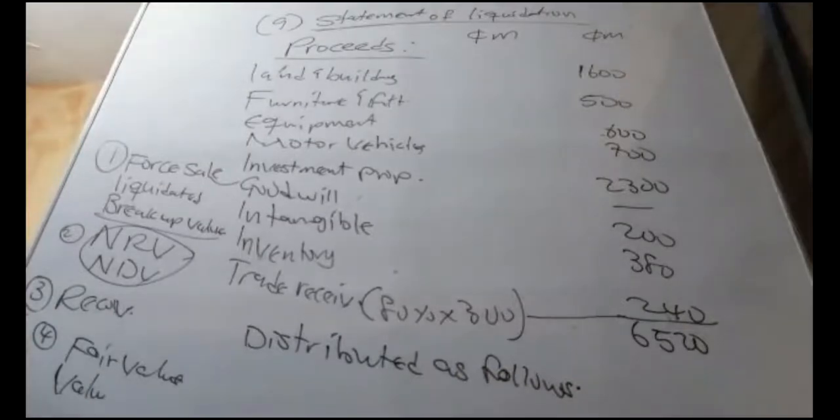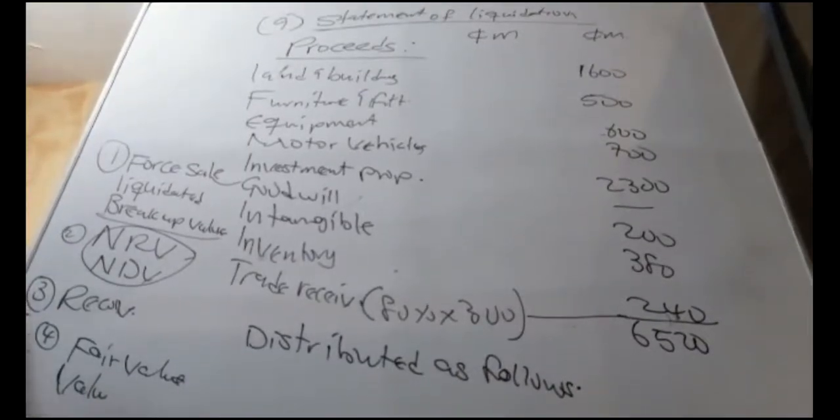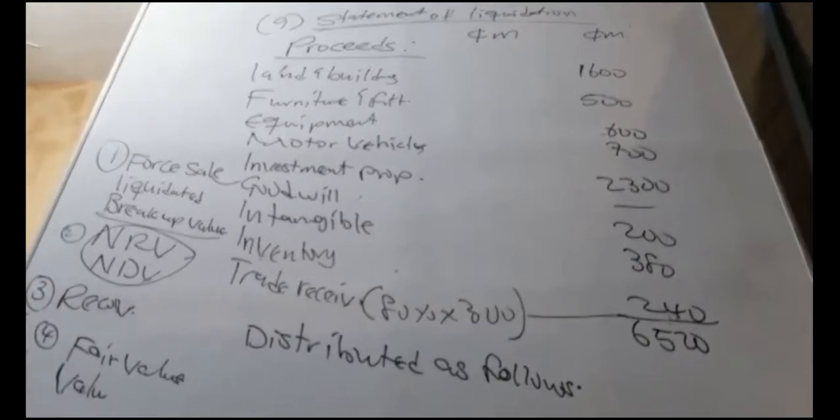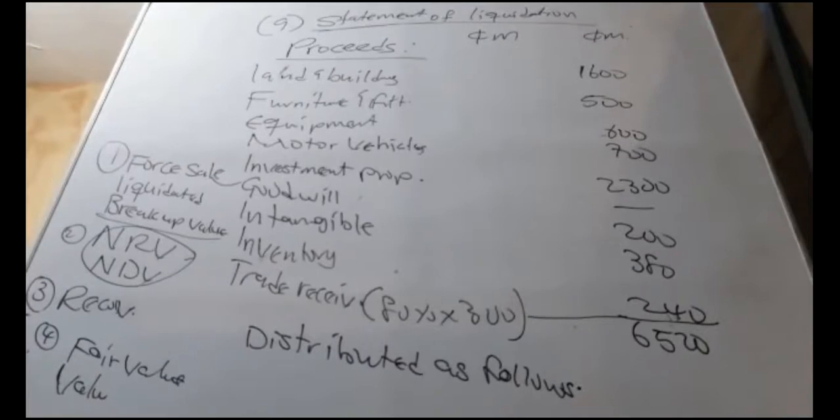Now we have to go and share this money, yes, to the various key stakeholders. That's the creditors or the debt holders. But we have a hierarchy. We have a way of sharing it. Good. So we go through.